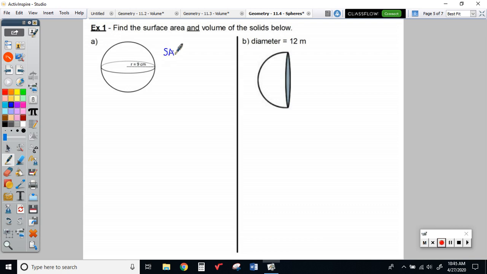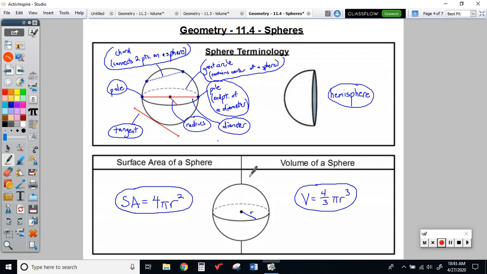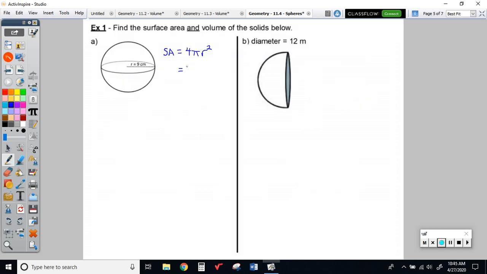You could say just S, capital S if you want to, or SA, and you have 4 pi r squared. This one, all you need is a radius for both surface area and volume. So that's very convenient. Once you have that radius, the formula should be very easy to use from there. So we've got 9 squared on this one. That's going to be 81, and 81 times 4 is going to end up being 324.